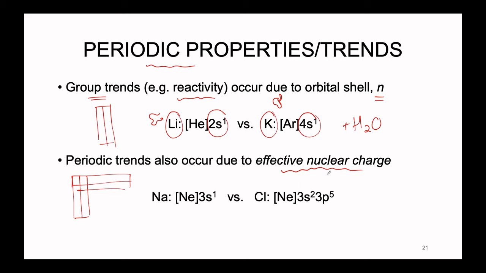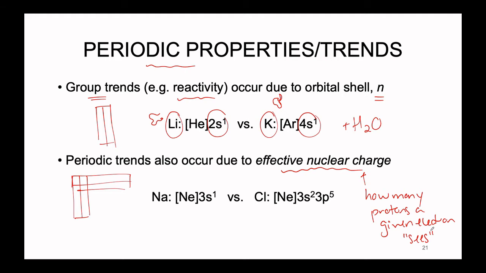Now the effective nuclear charge has to do with how many protons a given electron in an atom sees.